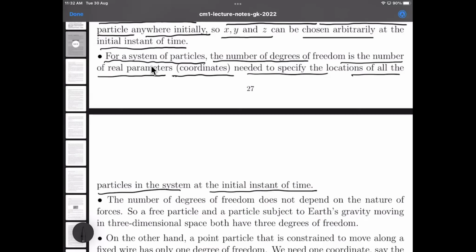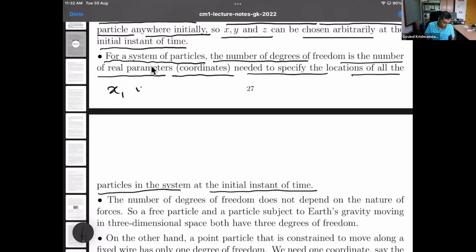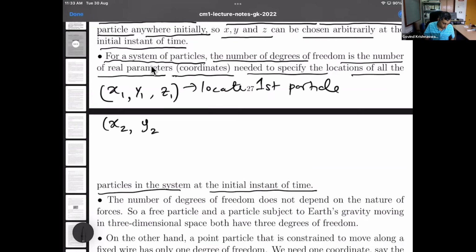6. That's indeed right. You would need to tell me the x, y, and z coordinates of the first particle, to locate the first particle. And for the second particle, you would need to tell me its Cartesian coordinates, which are another 3 real numbers. So we would say that a system of 2 particles moving in 3-dimensional space has 6 degrees of freedom.